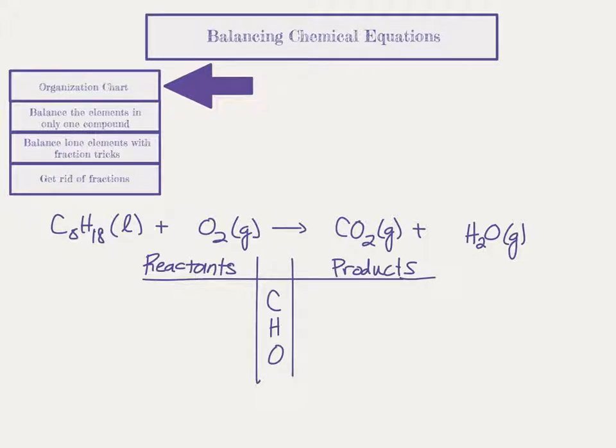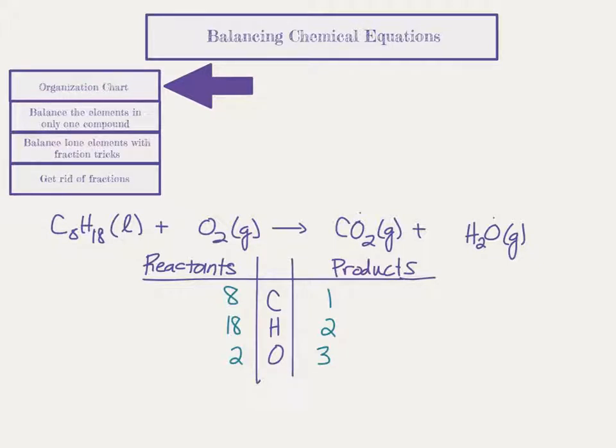On our reactant side, we're starting with 8 carbons in the octane, 18 hydrogens in the octane, and 2 oxygen atoms in that oxygen molecule. On the product side, we have 1 carbon currently, 2 hydrogens in that water molecule, and 2 oxygens from carbon dioxide, and 1 more oxygen from water, for a total of 3 on the right product side.